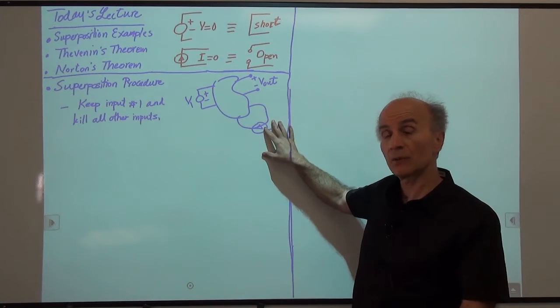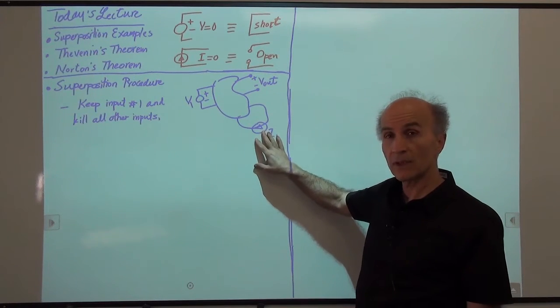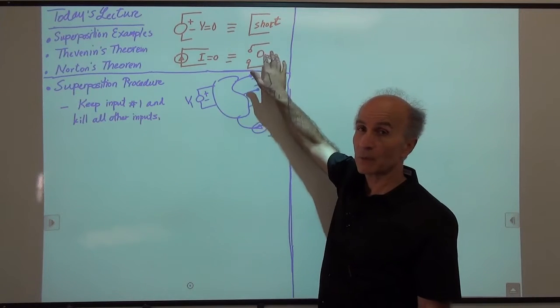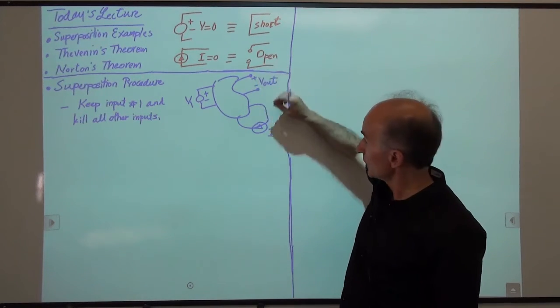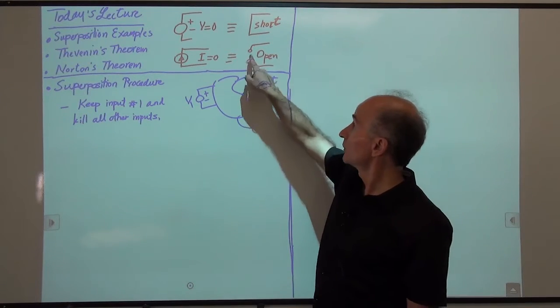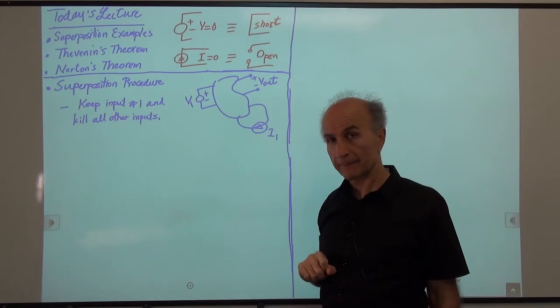Killing this means setting it to 0. How do I set this to 0? I go back here and I say for a current source to be 0, it has to be replaced by an open circuit. So I will take this out and I leave these two unconnected to make sure that I have an open circuit. All right?